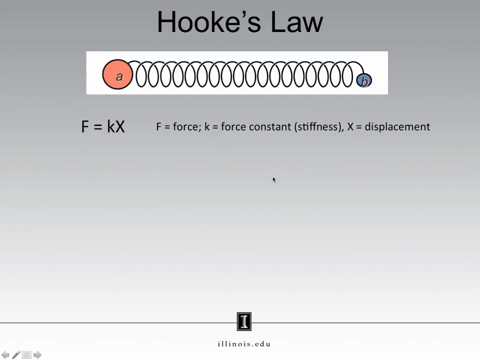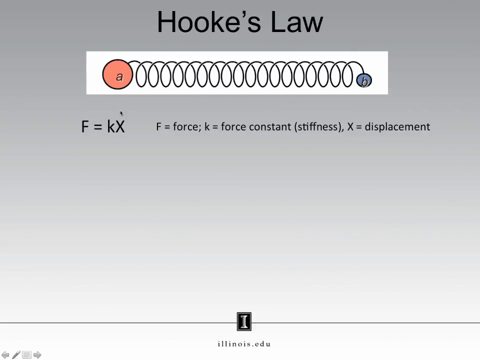Let us treat our covalent bonds as springs. I have an atom on the left, an atom on the right, and a bond between them which acts like a spring. Recall Hooke's law from physics that says that the force needed to move this spring depends on 2 things. It depends on K, the force constant, in other words, how stiff the spring is, and X, how far you are moving the spring, what's the displacement.